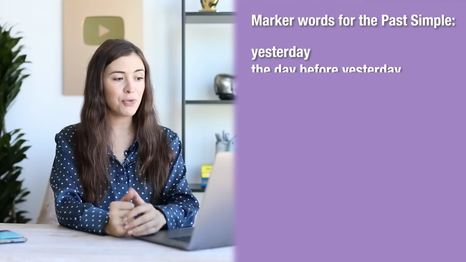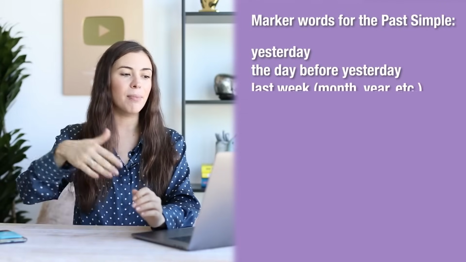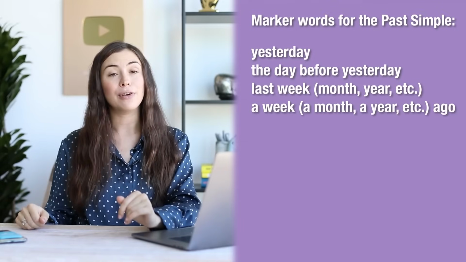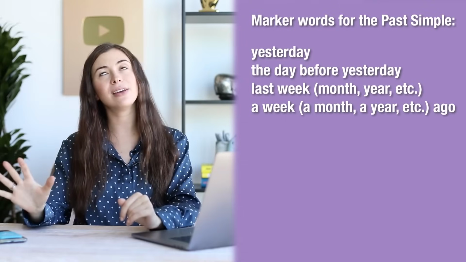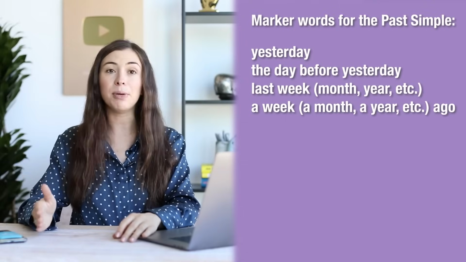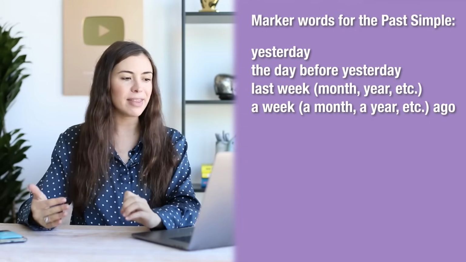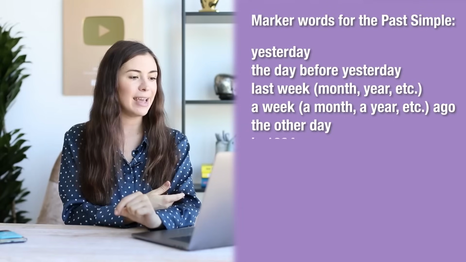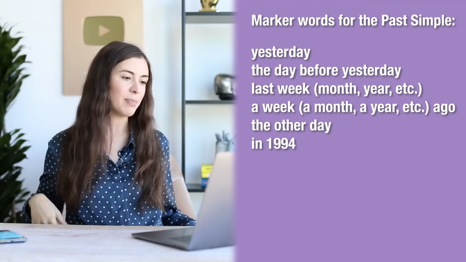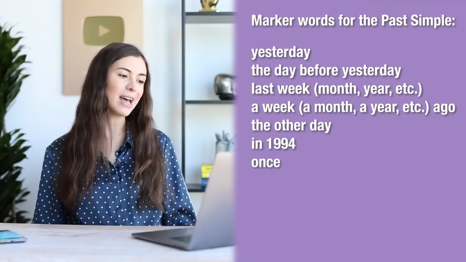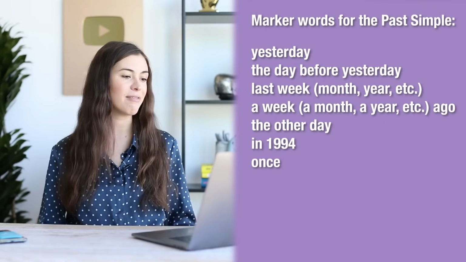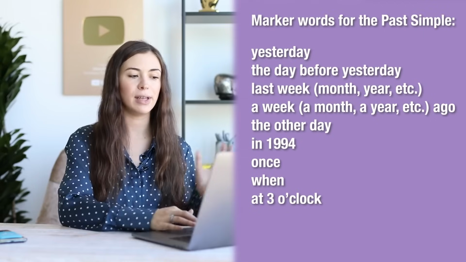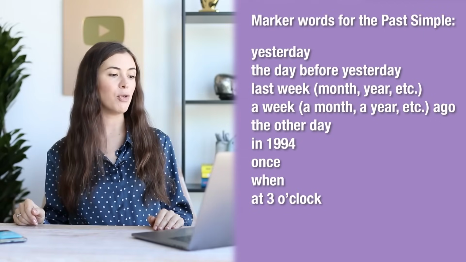Yesterday, the day before yesterday, last week, month, year, etc. Whenever you see last, that's probably past simple. Ago is also a great marker word. So whenever you see ago, again, 90% plus, it's going to be past simple. A week ago, a month ago, a year ago. The other day, which means on one of the days that have passed. In 1994, or any year in the past. Once upon a time, there lived an elephant in Africa. When? And you would insert something in the past. At 3 o'clock yesterday, or at 3 o'clock the day before yesterday.